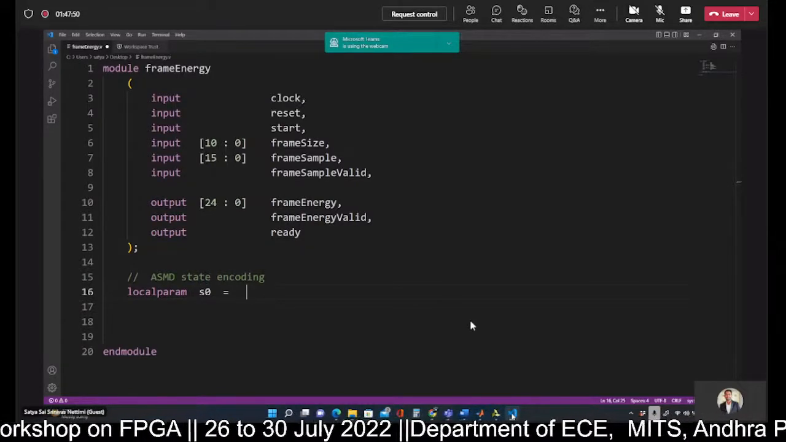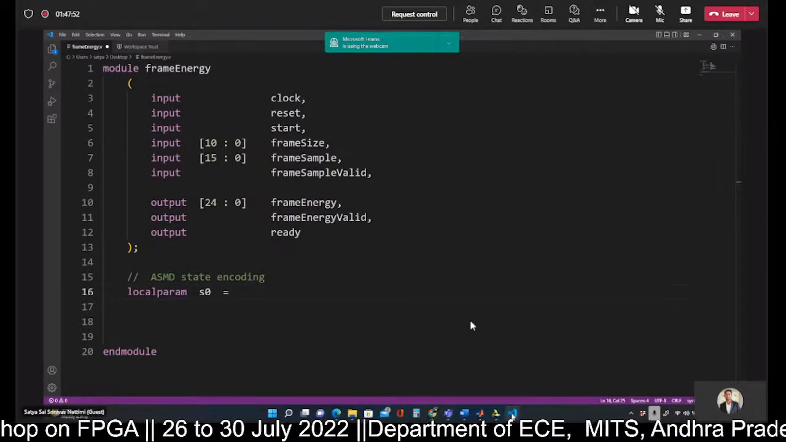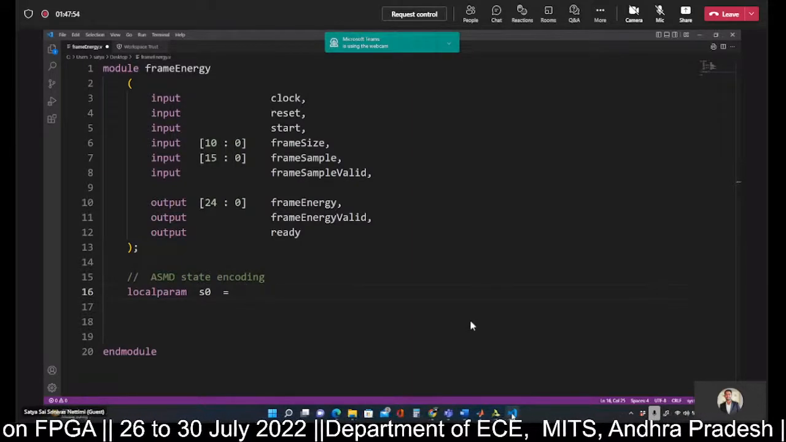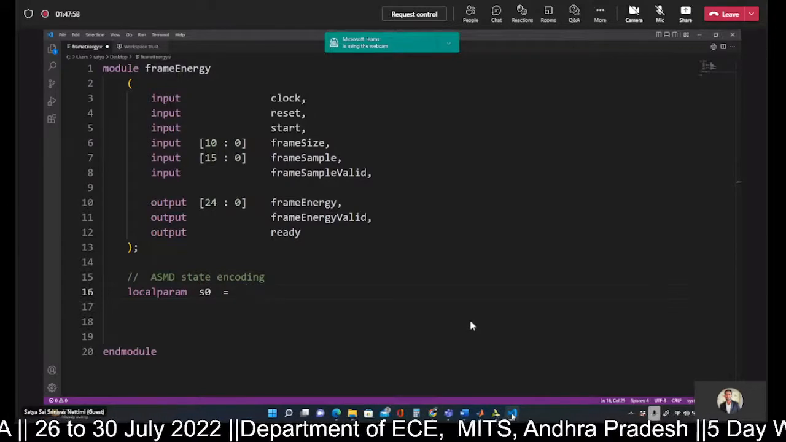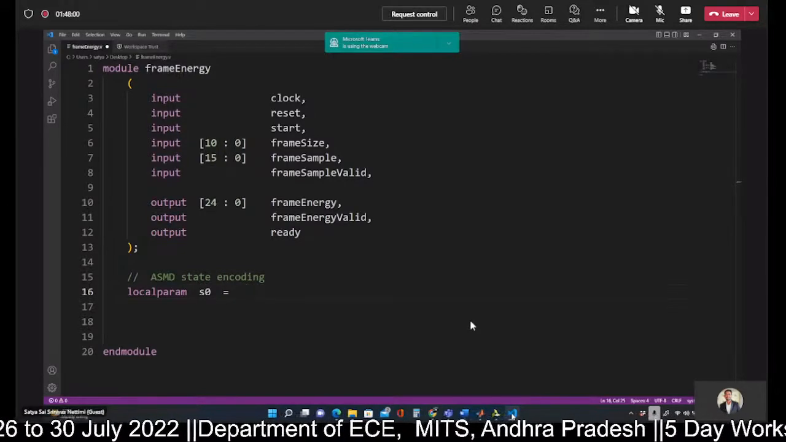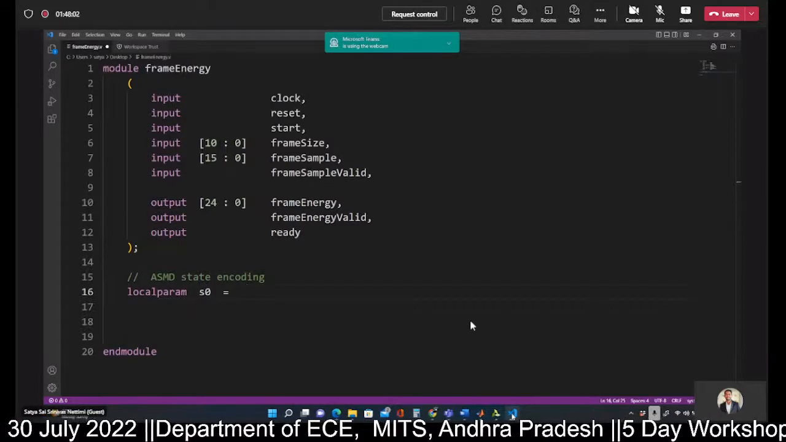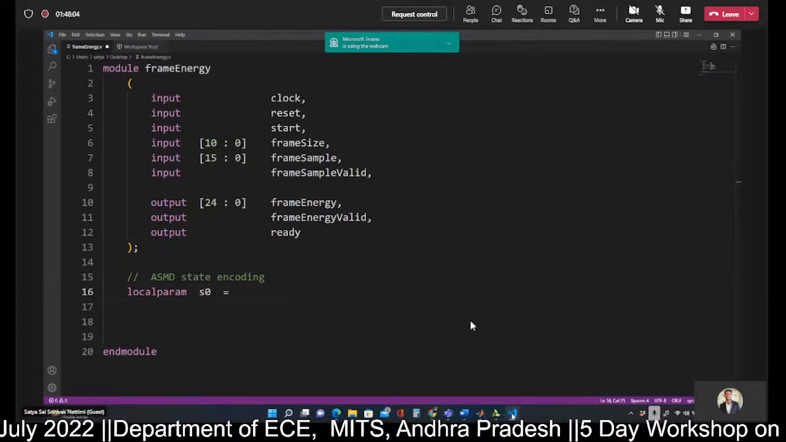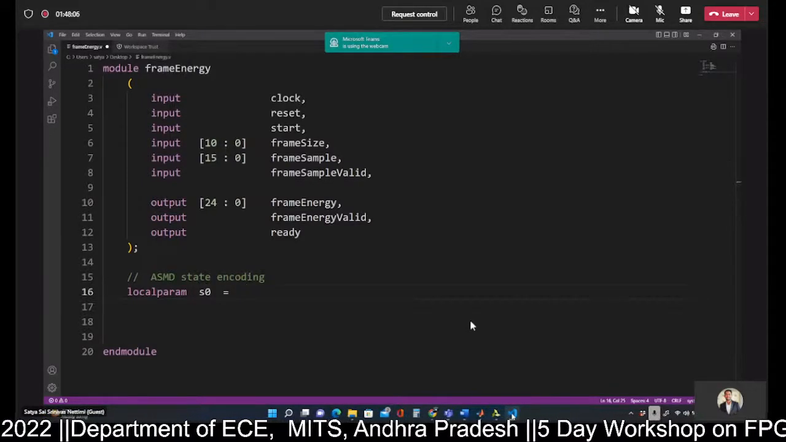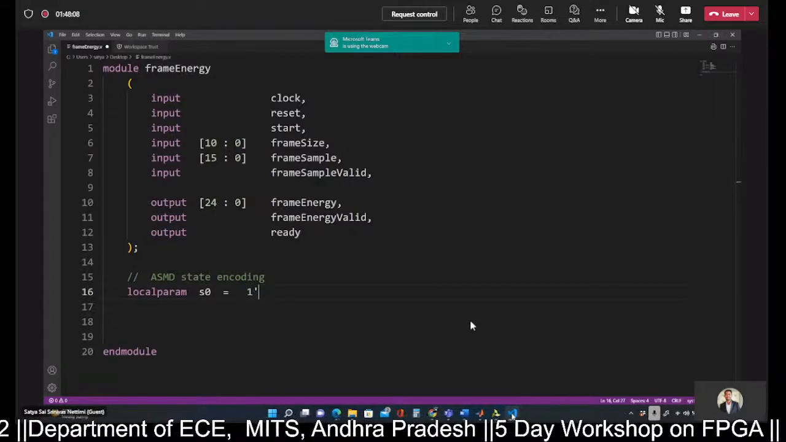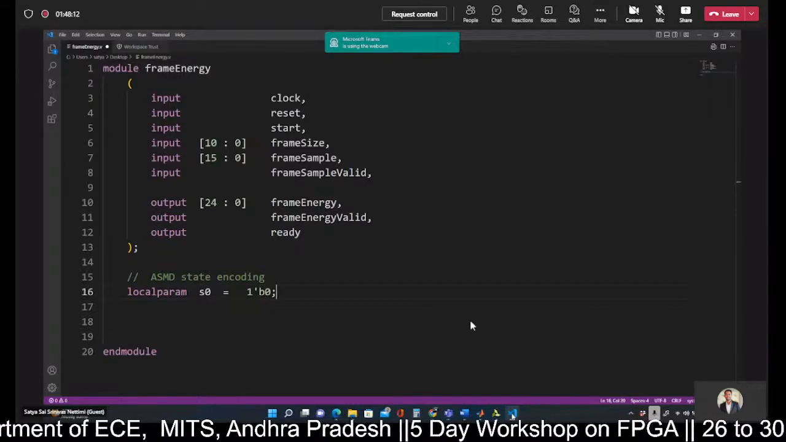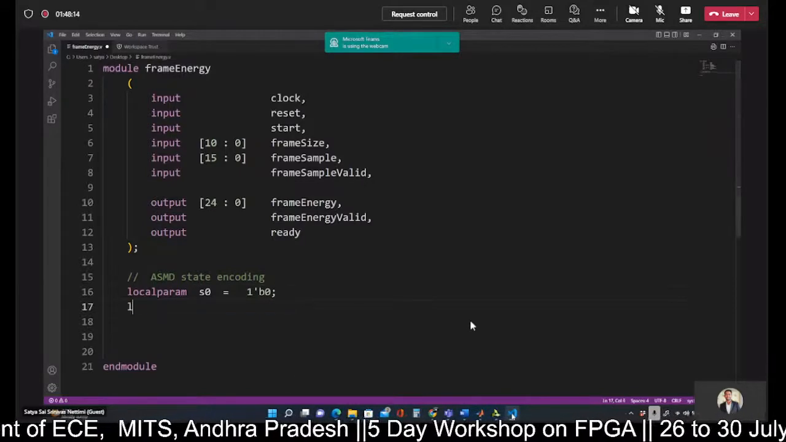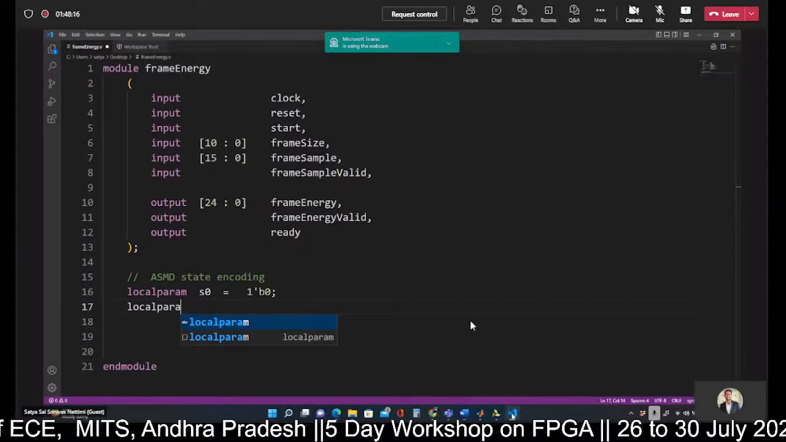So this is our ASM state machine having two states, S0 and S1. S0 and S1 are for our reference, but in hardware we need to represent each and every state with a binary code. For that purpose, I'm representing the S0 state with a binary 0, that is 1'b0, and localparam.